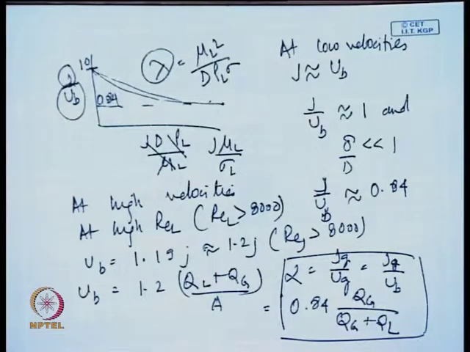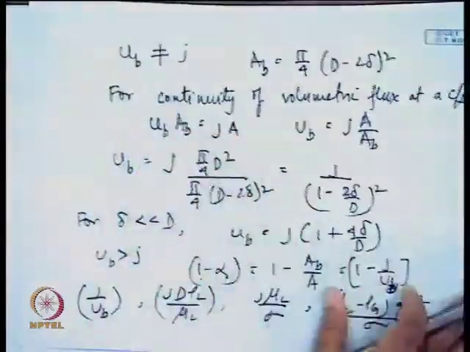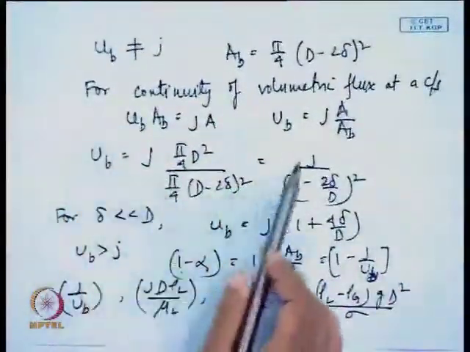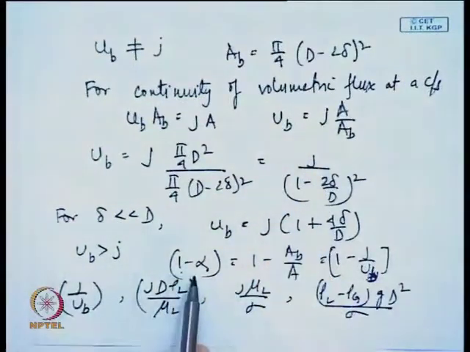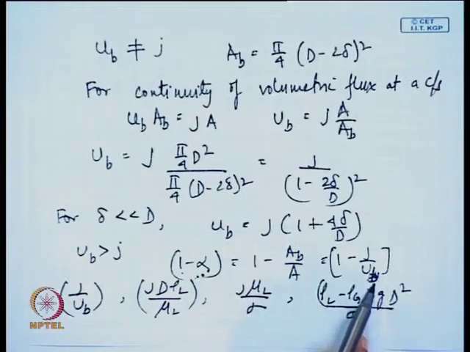This horizontal slug flow part, is it clear to you? What did we do in this particular case? We found Ub is not equal to J, and we need to find out Ub, because Ub decides alpha and 1 minus alpha. This alpha and 1 minus alpha have to be substituted in the pressure gradient calculations. So how to do this? We have to find out J by Ub.